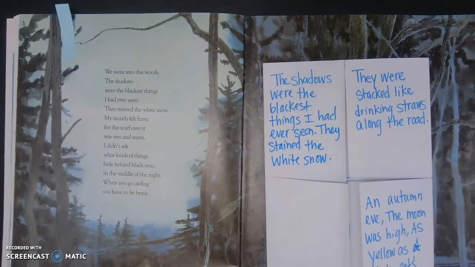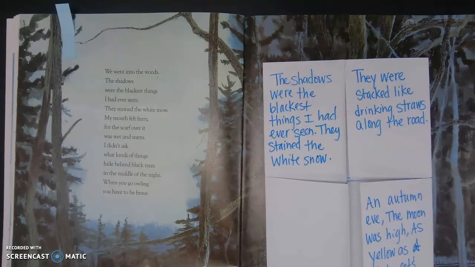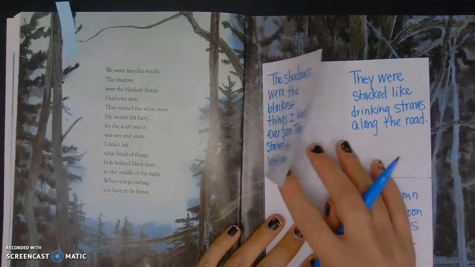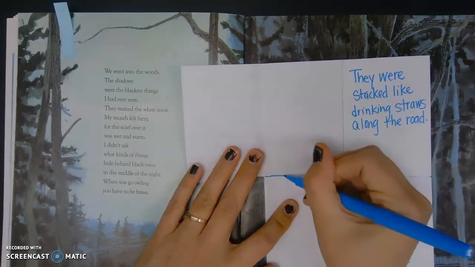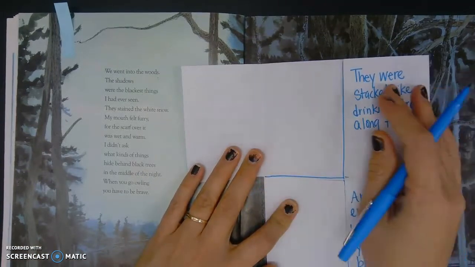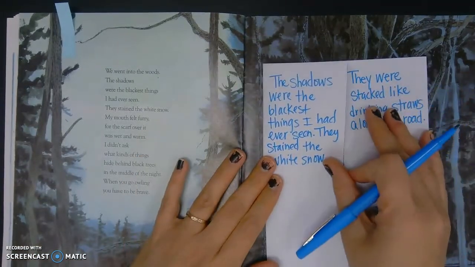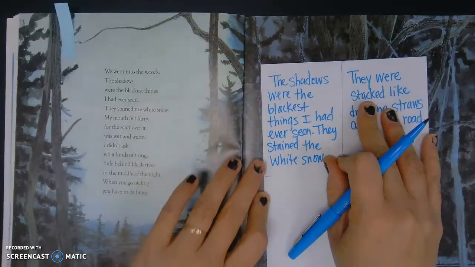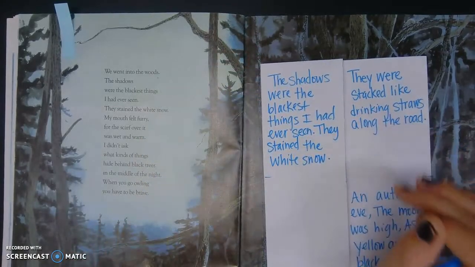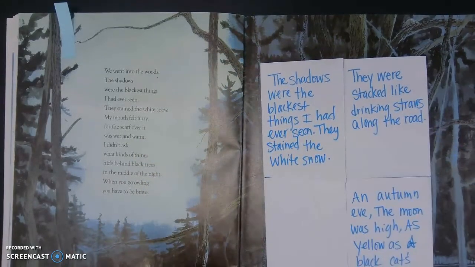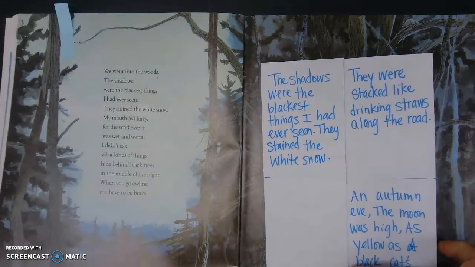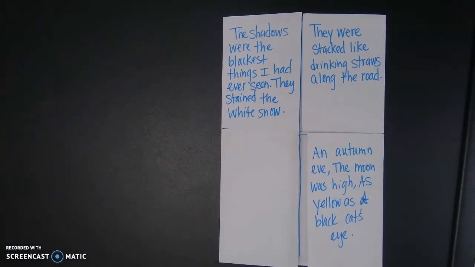All right, so after you get that written, I want you to imagine what that would look like to you, and then open up the flap. Draw it in this little section right here. What would those shadows look like in the snow? And when you read that, what does that look like to you? And draw a picture of it. All right, pause this, get that finished, and then we'll work on our last book.